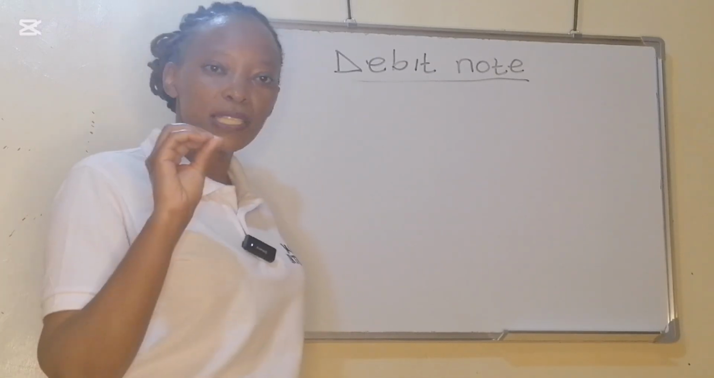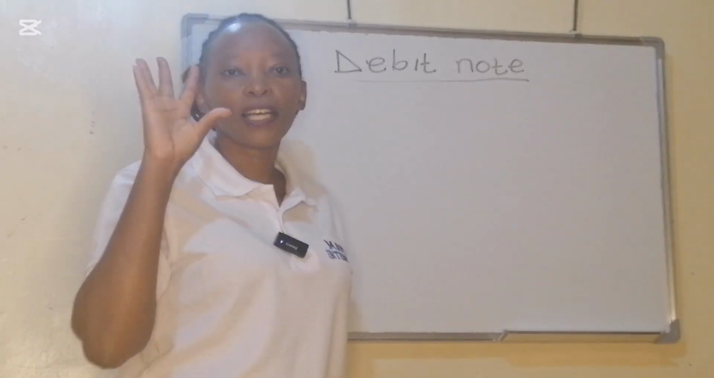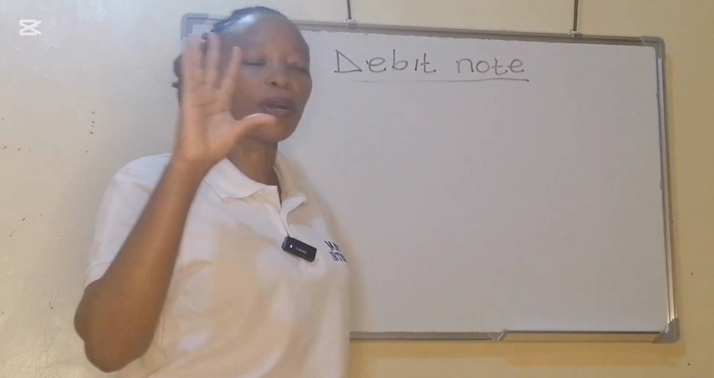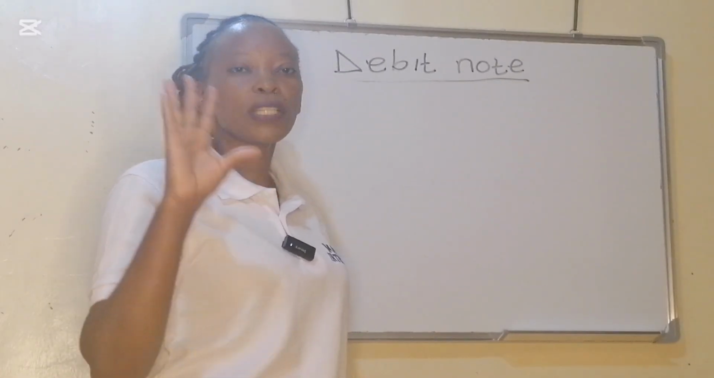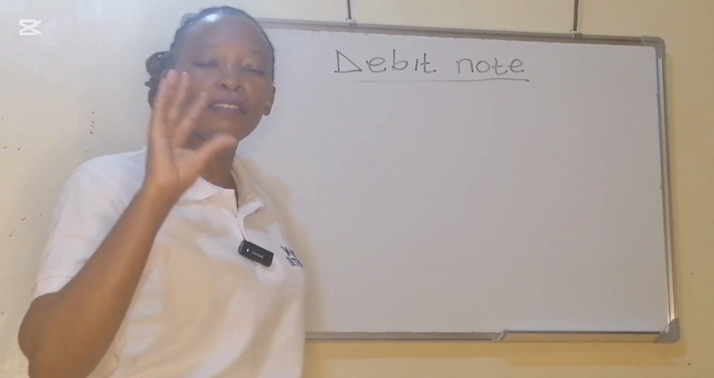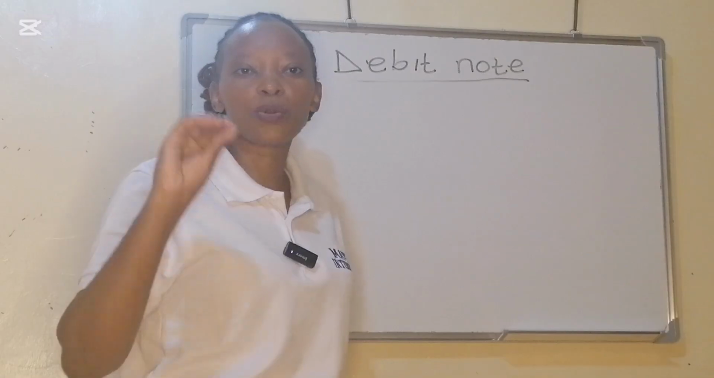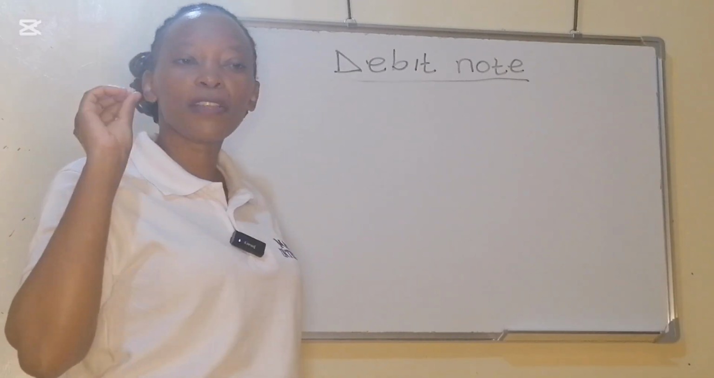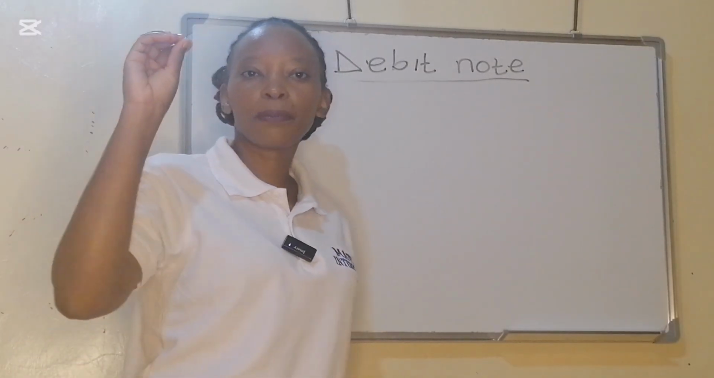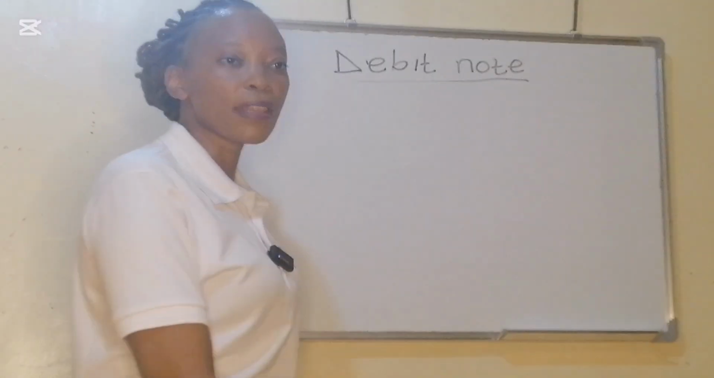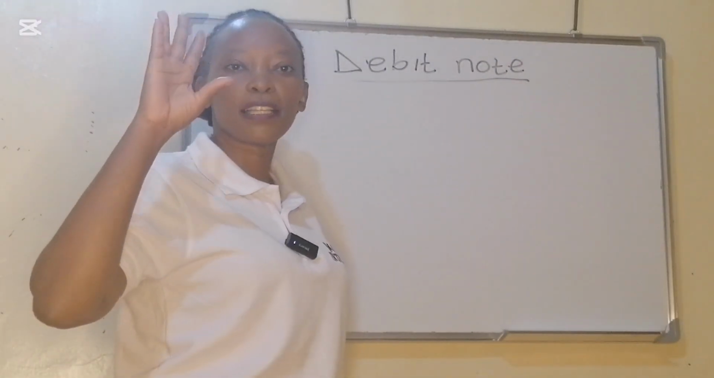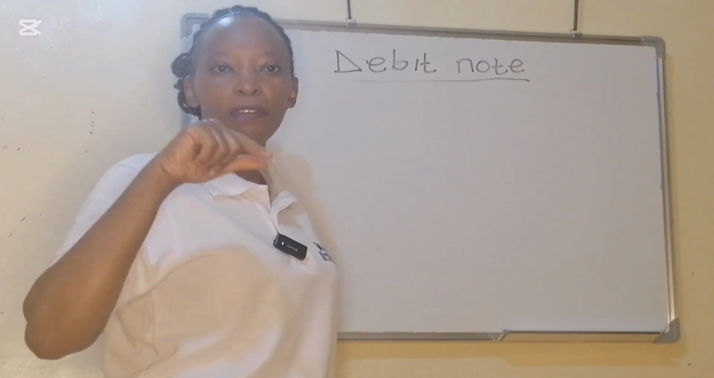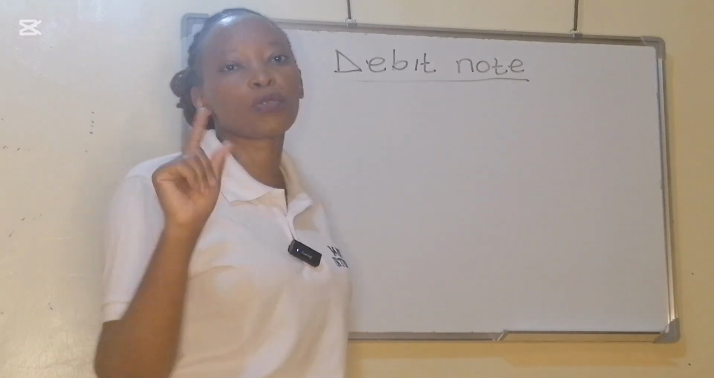Now, being the business owner, there is a scenario where you are supposed to prepare a debit note. Which scenario is this? You sold some goods to a customer and gave them an invoice of less amount. Maybe they were supposed to pay 1,500, but you sent an invoice of 1,000.